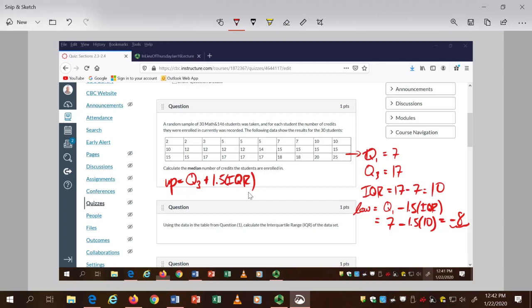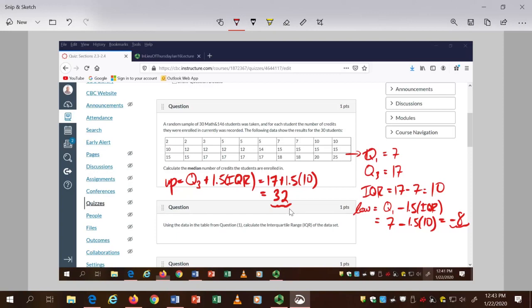So from Q3, you would go 17 plus 1.5 times 10, and that should take you up to, I think, 32. Oh, okay, I think I did the Q1 and the Q3 on that. Yeah, a lot of times people will accidentally sub in Q1 or the median or something here.